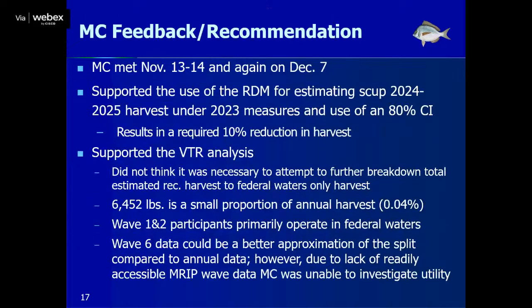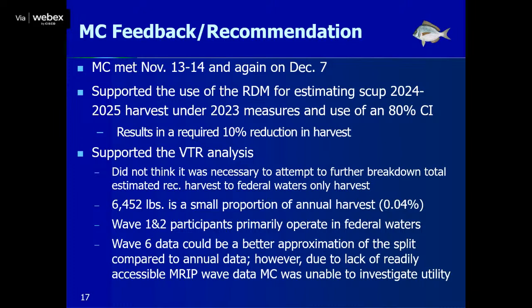So the monitoring committee met in mid-November and then again last week, December 7th, to discuss multiple points that I covered throughout this presentation. During the November meeting, the monitoring committee was supportive of using the RDM for estimating scup harvest and using an 80% confidence interval. And as discussed on a previous slide, that results in a 10% reduction in harvest under the percent change approach. During the December meeting, the monitoring committee was also supportive of the VTR analysis.